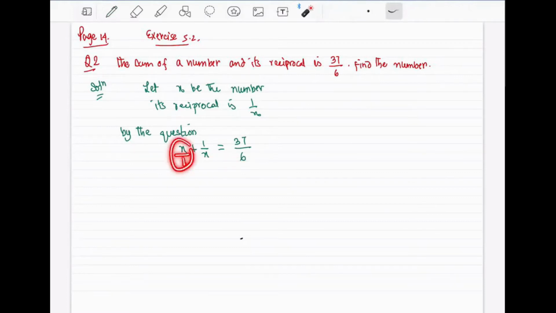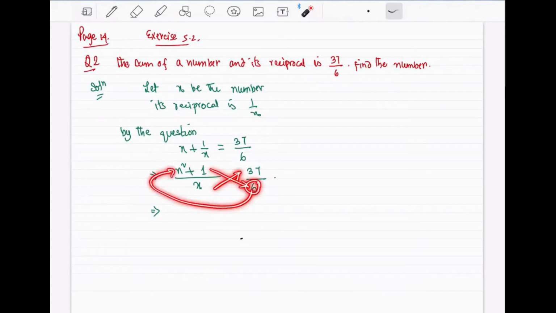Here is a 1, right? So add these two. The denominator is 1 and x, we will get x. Cross multiply x and x, we get x squared, plus 1 and 1, we get 1. So the denominator will be x. If you cross multiply it, we get x squared plus 1 is equal to 37 by 6, cross multiplying across the equal to sign. So 6 multiplied with x squared and 1, we get 6x squared plus 6 is equal to 37x.